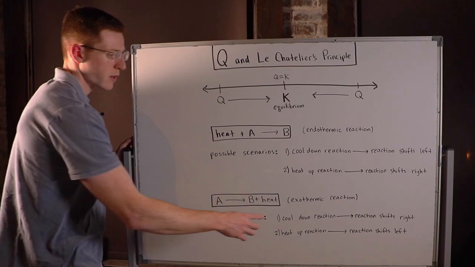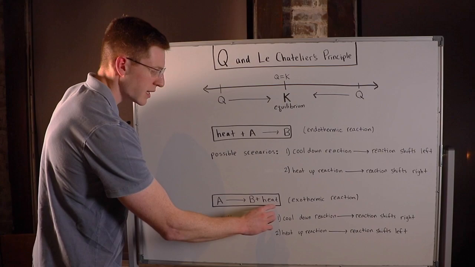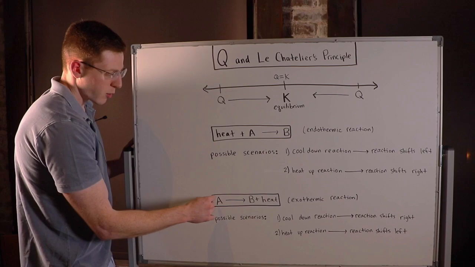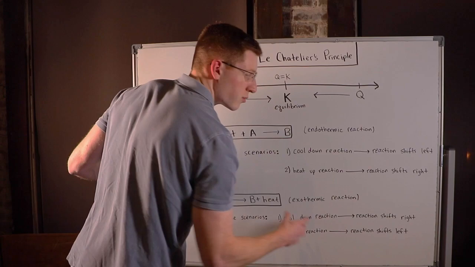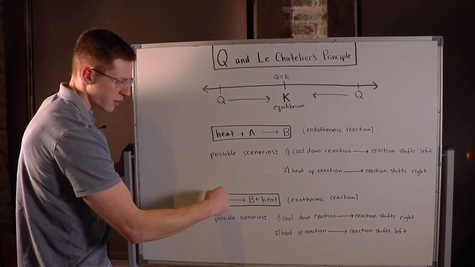So in those same two scenarios, what if I cooled down an exothermic reaction? Well, if I cool down this reaction, it's like taking away the heat. If I scoop out the heat from the product side, it's going to leave a hole there which the reactants can come fill. They'll spill over to fill it, so the reaction will shift to the right. What if I heated up this reaction? This would be like adding extra heat to the product side, and that extra water that I pour in will spill over to the reactant side, so the reaction would shift to the left.